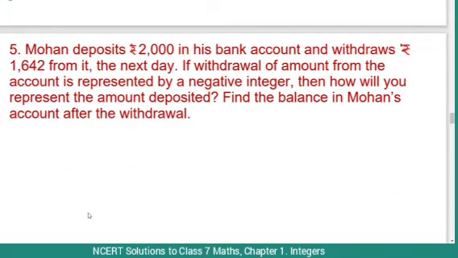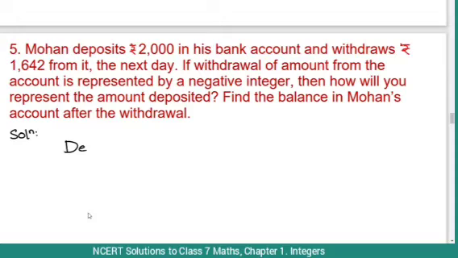Fifth question. Mohan deposits rupees 2000 in his bank account and withdraws 1642 rupees from it. The next day, if withdrawal of amount from the account is represented by a negative integer, then how will you represent the amount deposited? Find the balance in Mohan's account after the withdrawal.